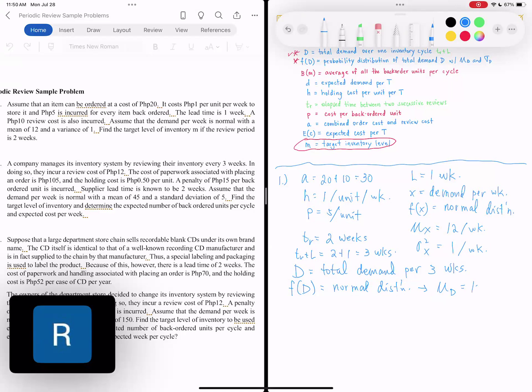36, sir. Okay, 36, right? Because 12 per week times 3 weeks, so that's 36. That's where the 36 came from.